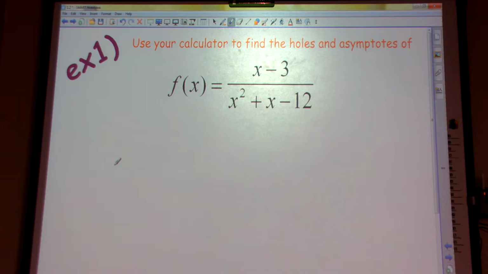Now, a function could have one hole, it could have one asymptote, it could have one of each, it could have two asymptotes, it could have three asymptotes, it could have one hole, two asymptotes. It could have a whole different combination, and it can have none, of course. We know many functions have none, like parabolas, cosines, sines. So we don't quite know. So what I'm going to do is I'm going to graph this.